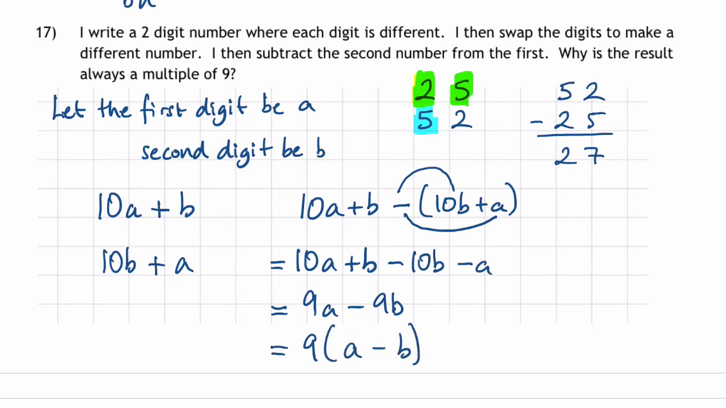Now it doesn't matter what this bracket is, I know these two numbers are different because I'm told that. So I'm going to get a number in that bracket. And that number multiplied by 9, well, clearly that is always going to be a multiple of 9.